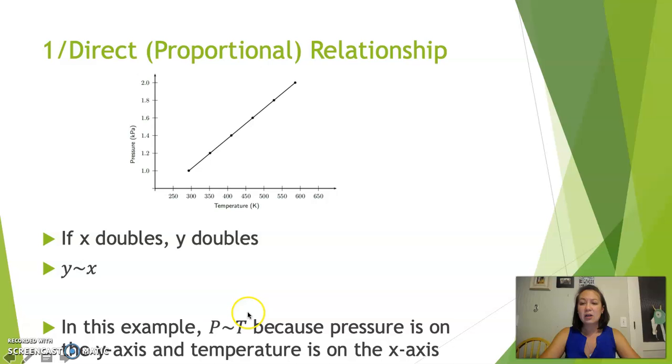In this example, that means y is pressure, x is temperature, so P is proportional to T. This symbol right here that I use is meaning proportional. There might be some other numbers here, like the slope is clearly there, but I'm going to leave those out for now.